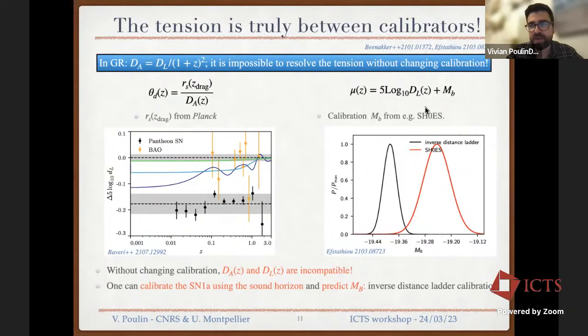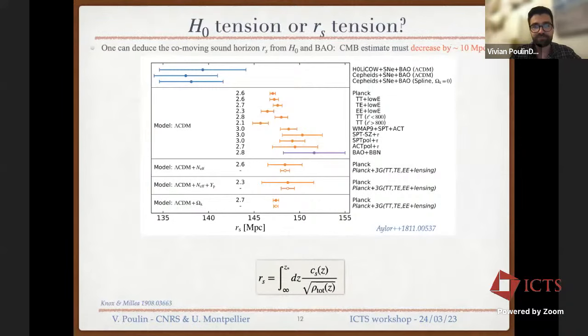So in particular, you can either say that you don't believe in the SH0ES calibration, maybe you don't believe in the Hubble tension, and then there is no problem, or you need to change the sound horizon. And so this is the question: how can we change the sound horizon in order to make the inverse ladder calibration, which is using the BAO to predict the value of the magnitude, compatible with the measurement with SH0ES?